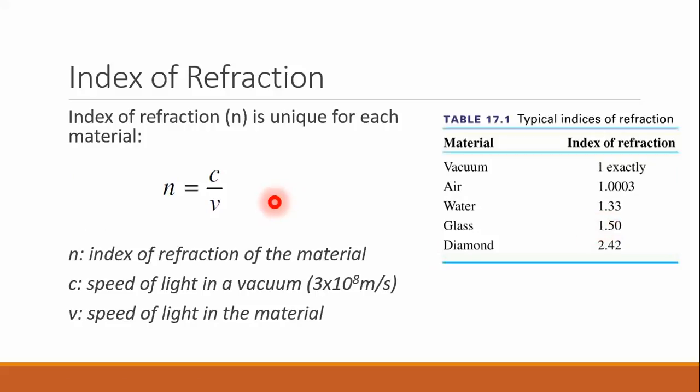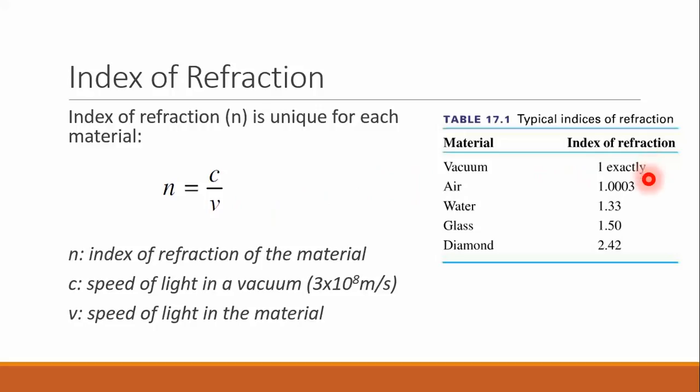The equation on your AP Physics 2 equation sheet for the index of refraction is n equals c over v. n is the index of refraction of the material. Indexes of refraction start at 1. That will be the index of refraction for a vacuum. And then all other materials are greater than 1.